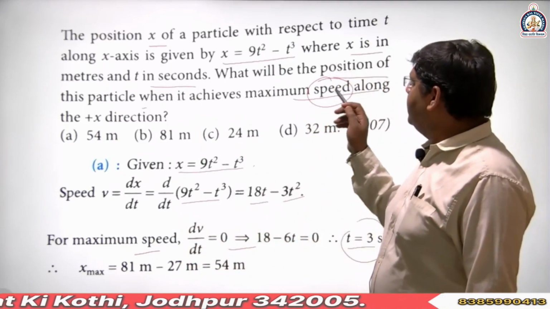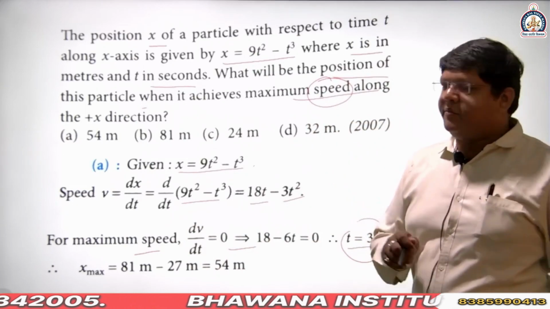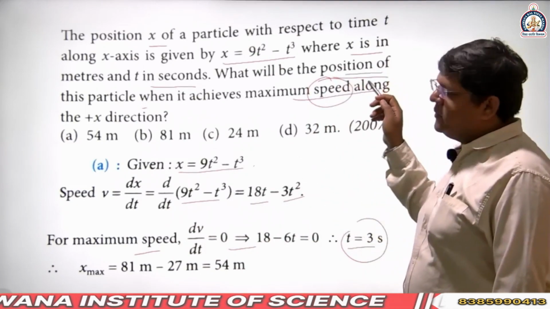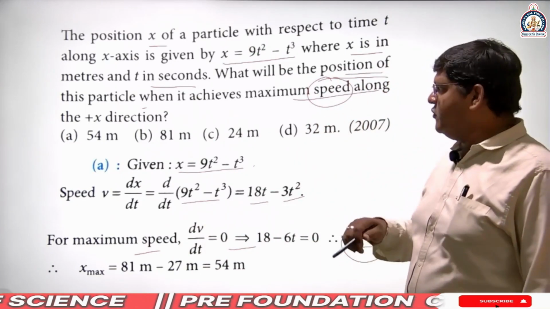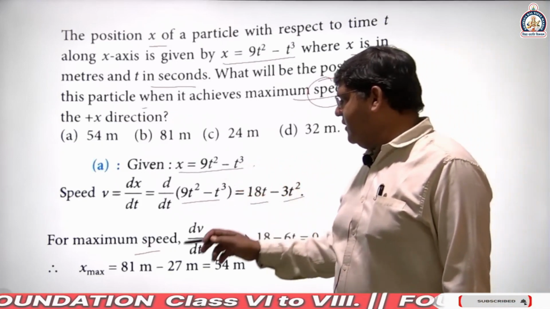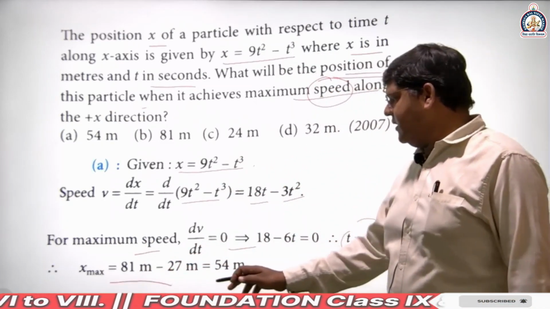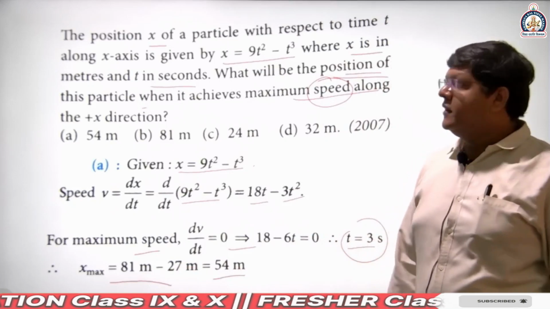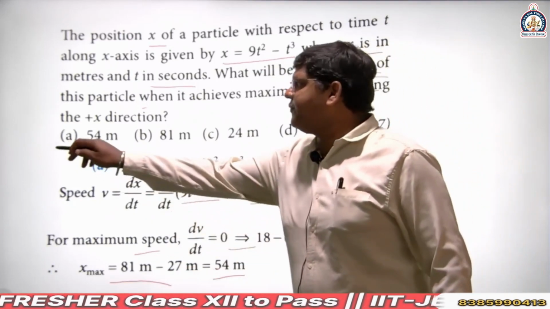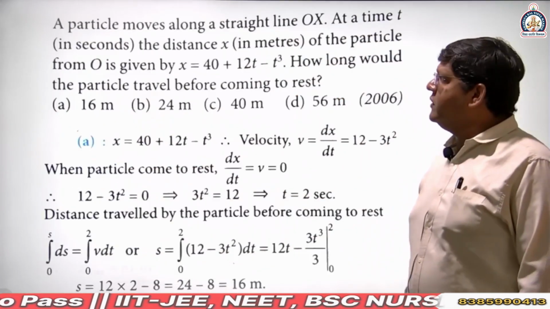Now according to the question, we do not have to calculate the maximum speed, we have to calculate the position at which the speed is maximum. So the equation of position is this. We put t equal to 3, we get 54 meter. That is our required option number A. Okay, moving to the next part.